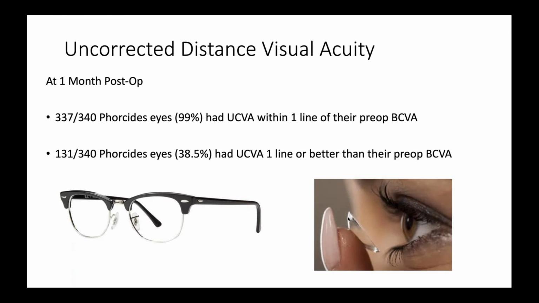In terms of safety, we looked at the same safety parameters that Alcon used for the FDA trial for Contura. We wanted to make sure that the uncorrected visual acuity was within one line of a patient's pre-op best corrected acuity. And sure enough, for eyes planned with Phorcides, 99% meet this standard. In fact, a surprising 38.5%, almost 40%, had uncorrected visual acuity one line or better than their best corrected visual acuity.